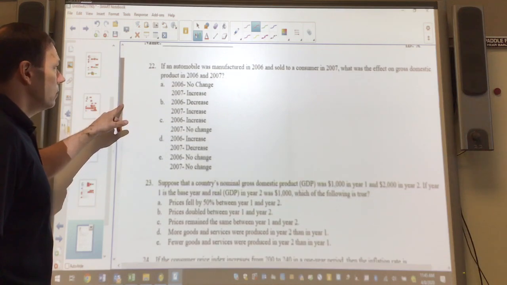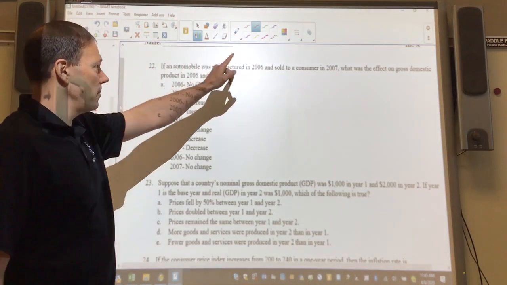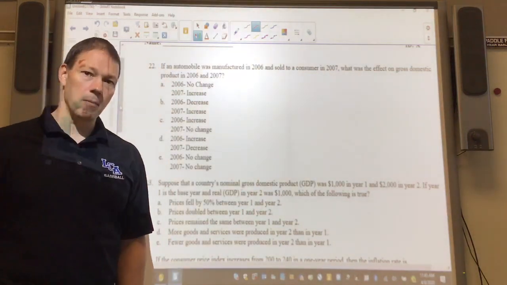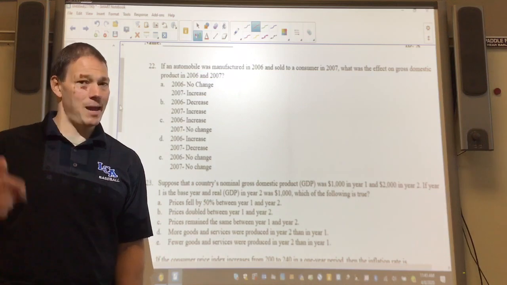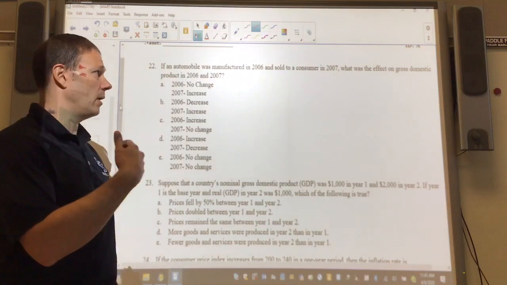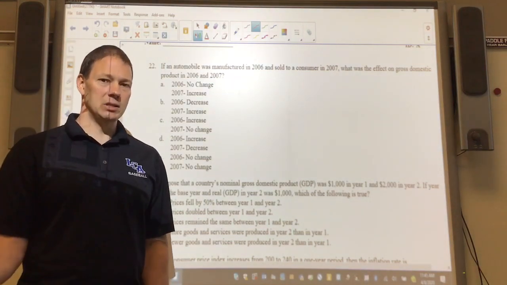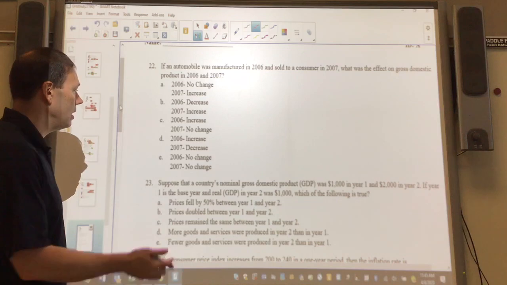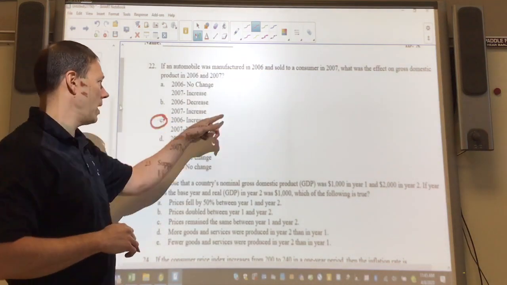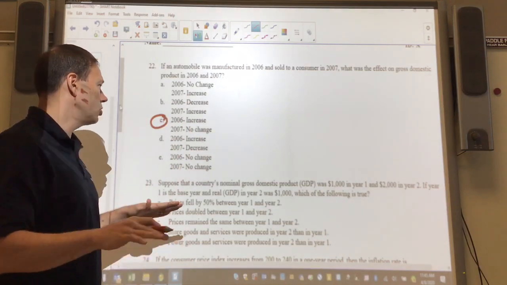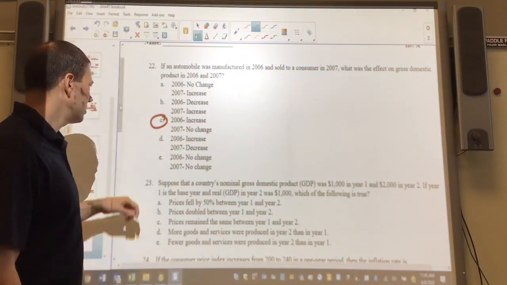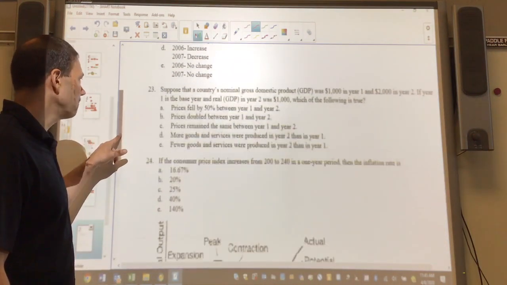And number 22. All right, so the automobiles manufactured in 2006, sold in 2007. Now remember, we want to include it the year it was made. Doesn't matter when it was bought. So in 2006, it should be calculated. In 2007, it should not be calculated. So that's going to mean that letter C is our answer for number 22, because in 2006, the car was made, so that's going to increase the GDP. It should not have an effect on 2007's GDP. It'll get calculated out. So that's why we're at C for number 22.